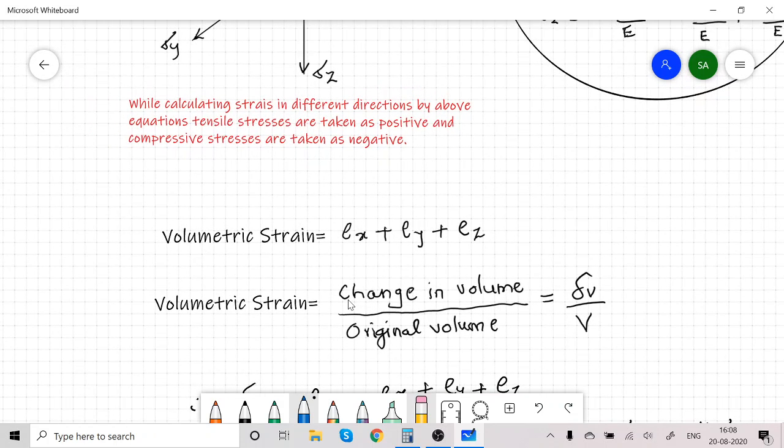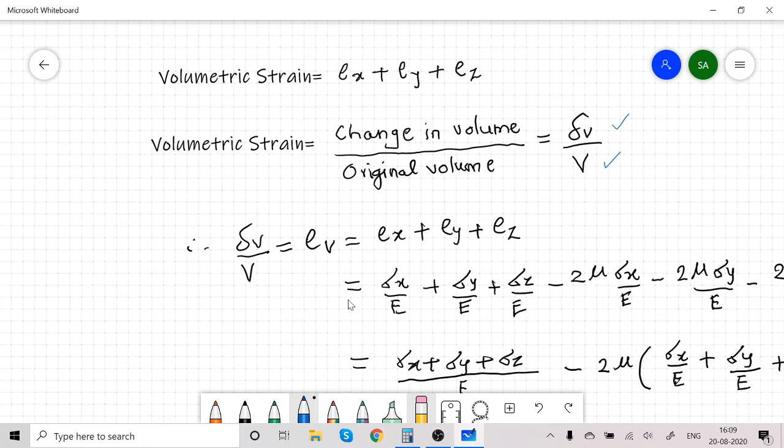Then let us come to volumetric strain. This is given by Ex plus Ey plus Ez. And volumetric strain means what? Change in volume divided by original volume. Just like linear strain, change in length divided by original length. Lateral strain, change in lateral dimension divided by original lateral dimension. Similarly, volumetric strain means change in volume divided by original volume. Now, delta V by V, EV is volumetric strain, which is given by Ex plus Ey plus Ez.